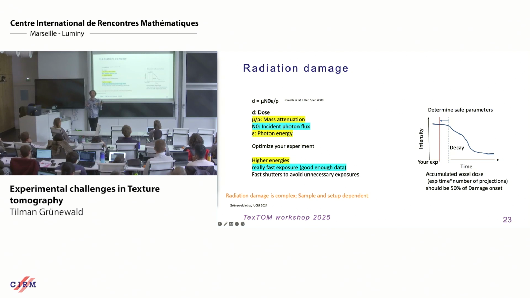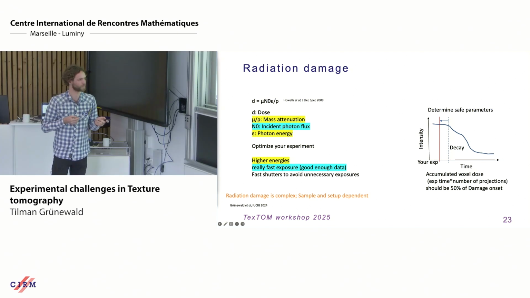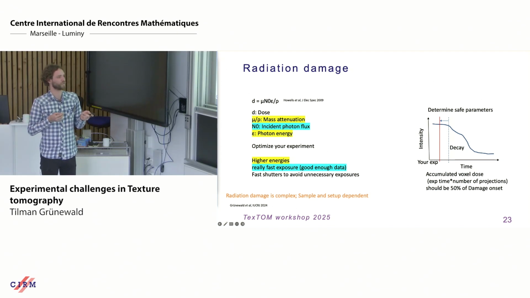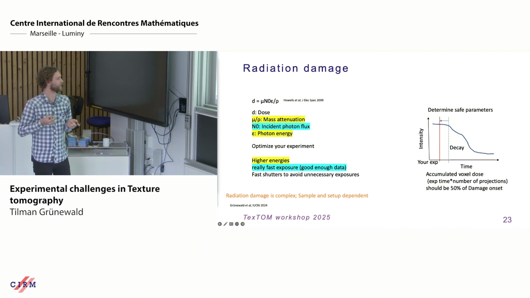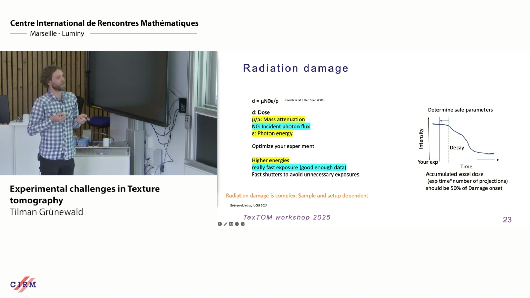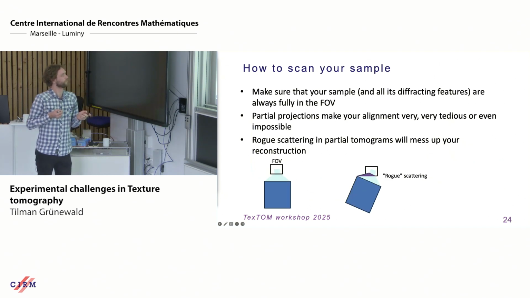Again, here, think about what you want to do with your data. What do you want to take out of your data? Where does radiation damage interfere with this information? And then try to stay away. And stay away for the whole tomogram, of course. It goes without saying. Yeah, so the 50% damage onset is something like a historical criterion that people are using.